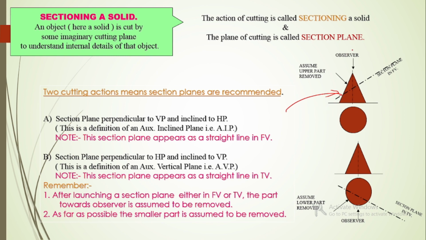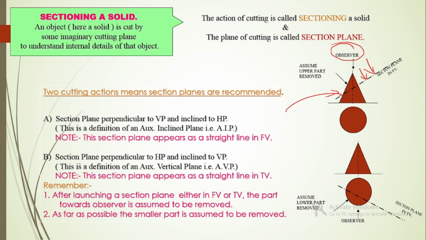Here the observer is at this particular position, and in top view we can have a shortened length, which is not in true shape, because for getting the true shape of the section plane we must look in such a way that the visual rays must be perpendicular to this particular section plane. Then only we will get the exact shape or true shape of the section plane. In top view we can't get the true shape of the section plane.